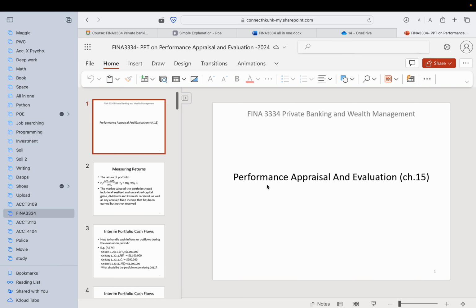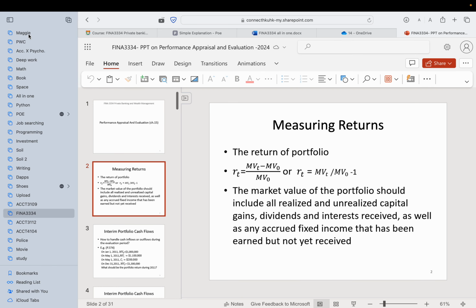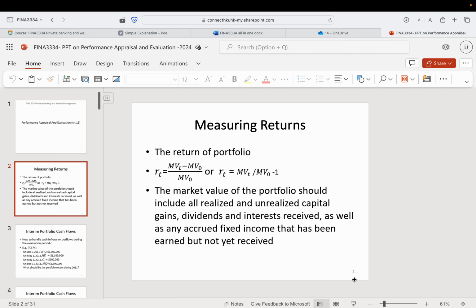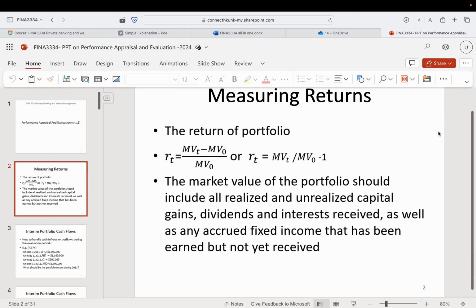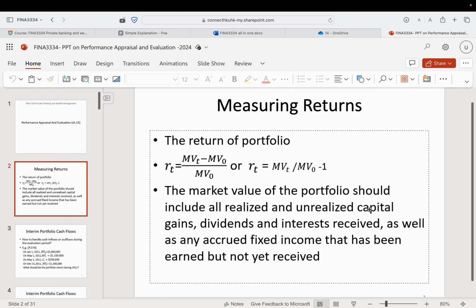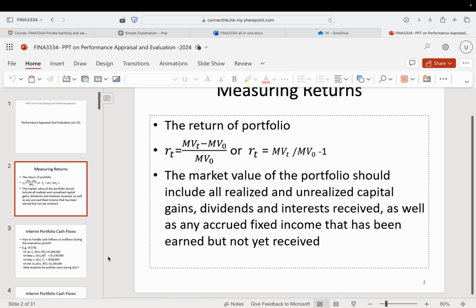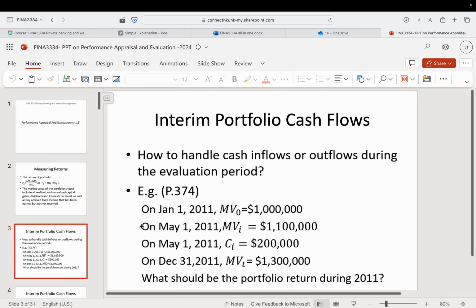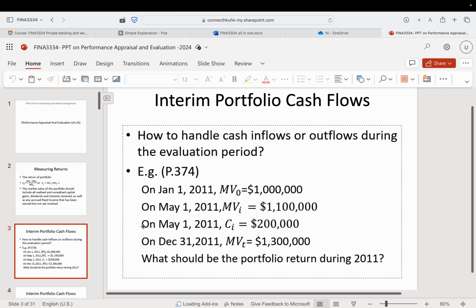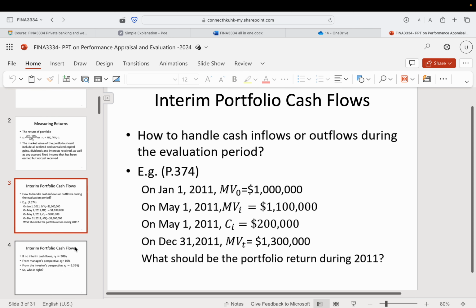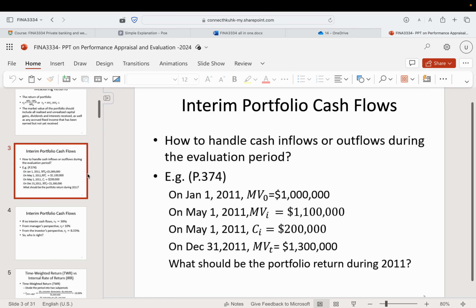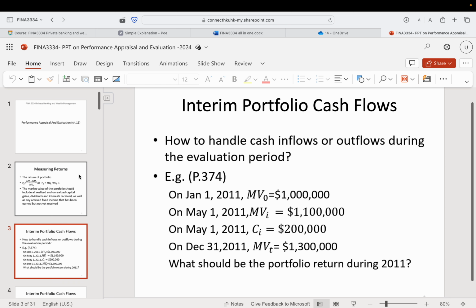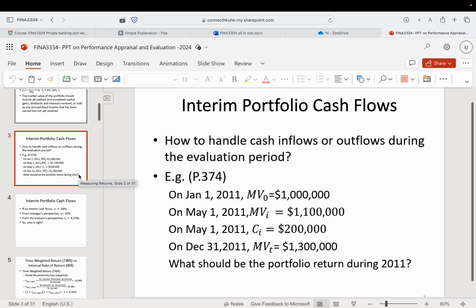So what will happen in terms of calculating the market value? What will happen is that, in the interim, I have cash inflow and outflow. Say, for example, on January 1st, I give 1 million to the banker, and then on May 1st, my market value becomes 1.1 million. And then on May 1st, I inject another 200,000 because I think he's doing better. And at the end of December, my market value becomes $1.3 million. So what should be my total portfolio return for 2011?